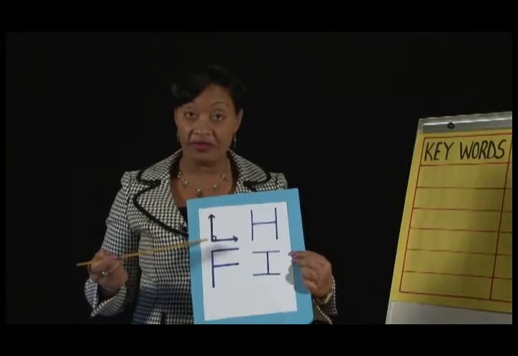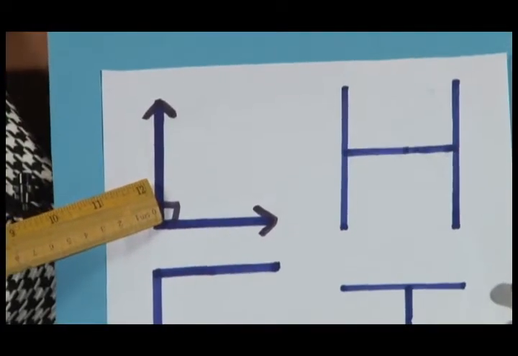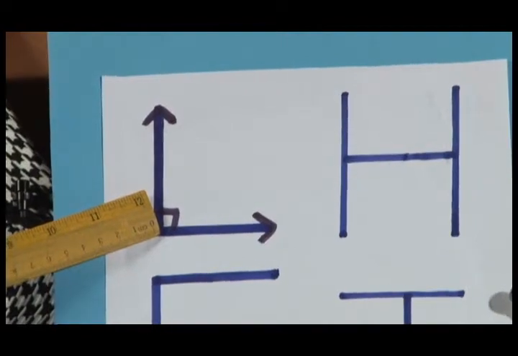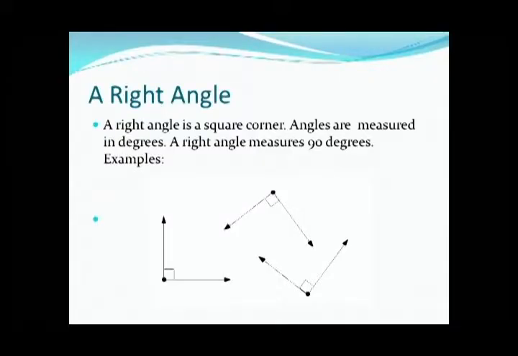There are many types of angles. The angle that is formed here is called a right angle. What is a right angle? A right angle is a square corner. Angles are measured in degrees. A right angle measures 90 degrees. Here we have some examples of right angles.